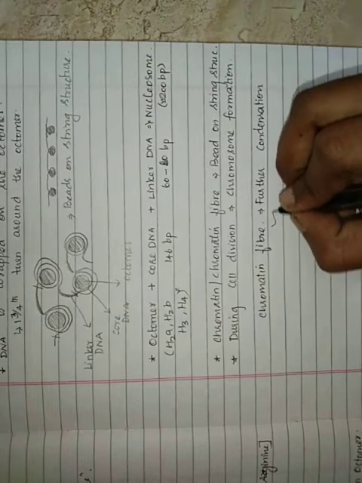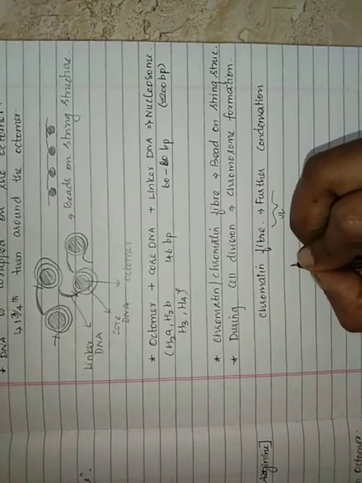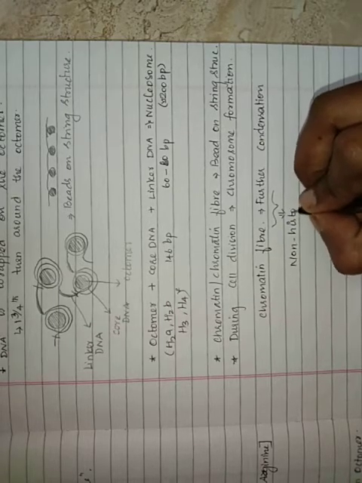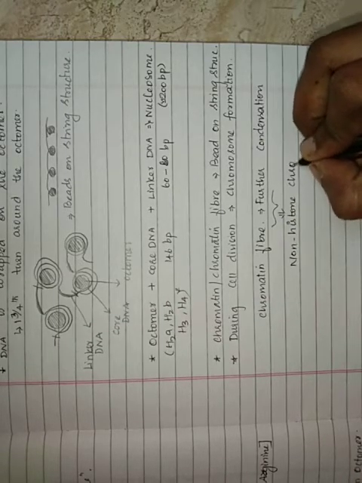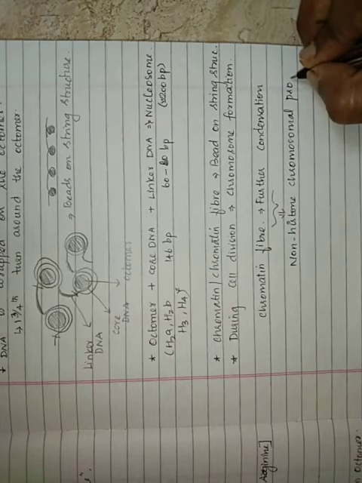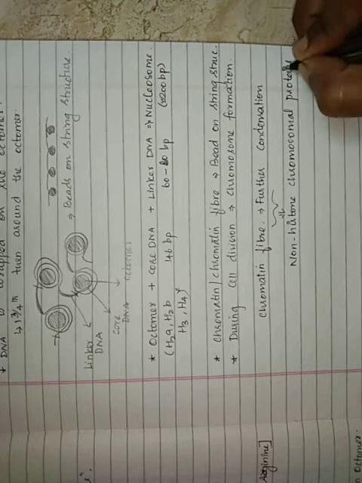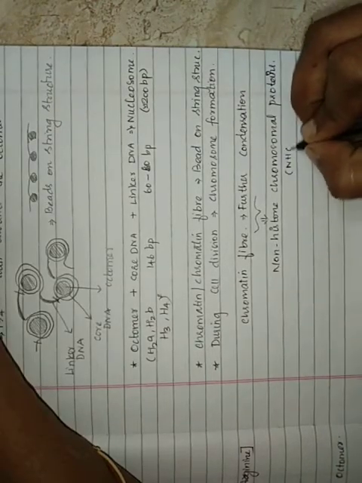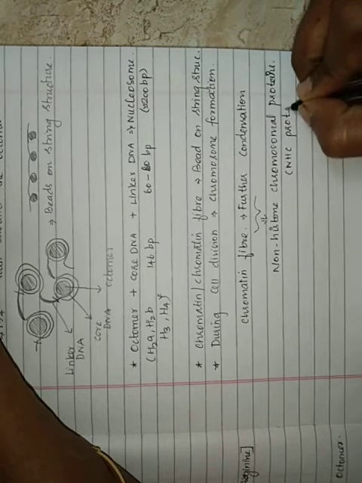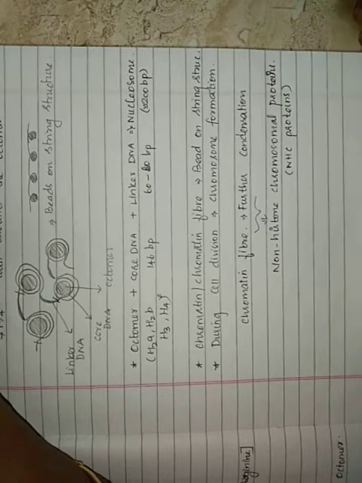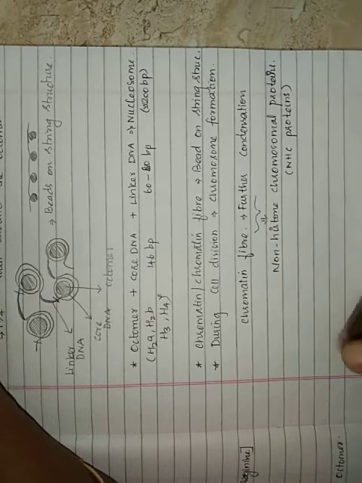Further condensation of the chromatin fibers is going to happen with the help of proteins called non-histone chromosomal proteins, in short called NHC proteins. So DNA condensation for chromosome formation requires nucleosomes plus non-histone proteins also.